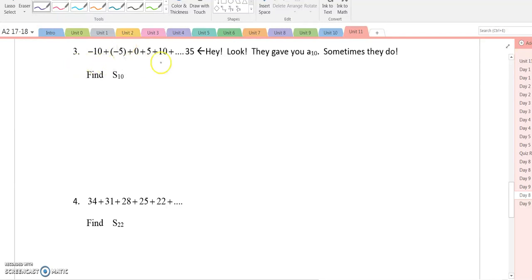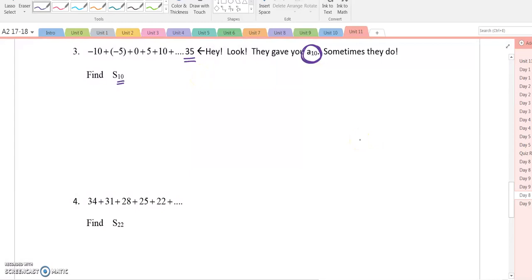Okay, and number 3, they give us a similar sequence, negative 10 plus negative 5 plus 0 plus 5 plus 10 plus, and so on. But this time they give you the last term, alright? That last term, that is a sub 10. If n is 10, it's the a sub n term.